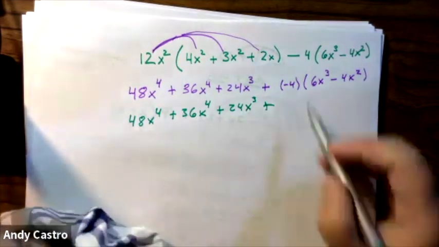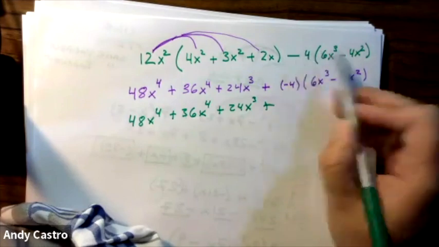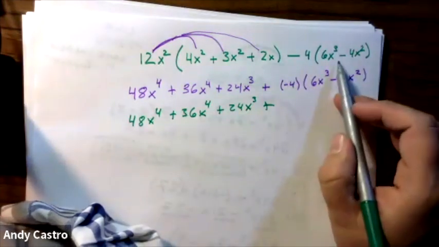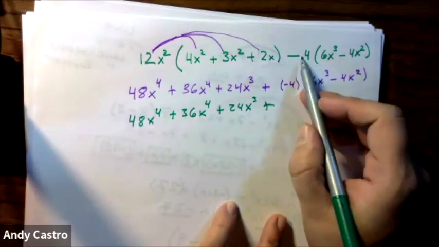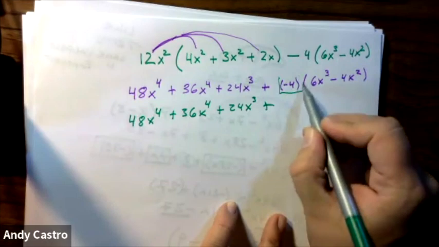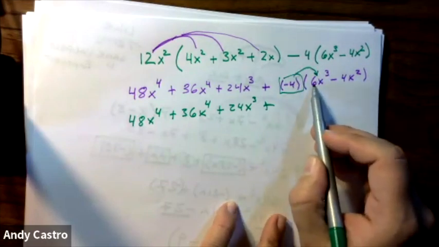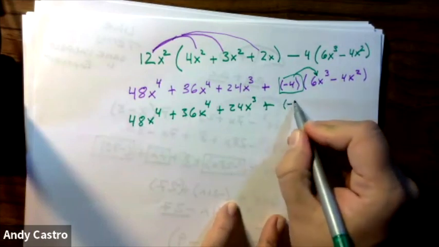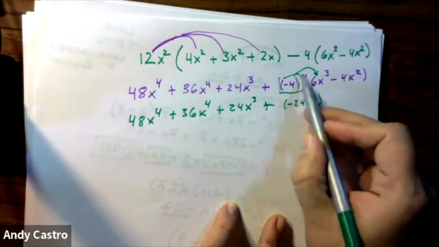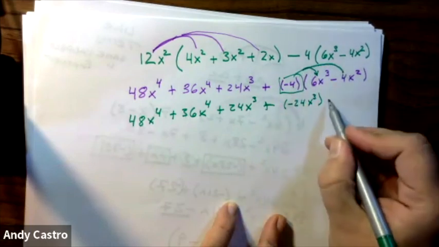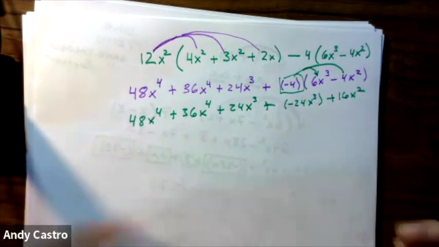All right, so this is what I see happen: they see this 4 and they go through and this becomes minus 24x minus 16x squared. And I'm sorry, minus 24x cubed. They fail to actually bring in a whole negative itself. So negative 4 times positive 6x cubed is negative 24x cubed. And then negative 4 times negative 4 is positive 16x squared.